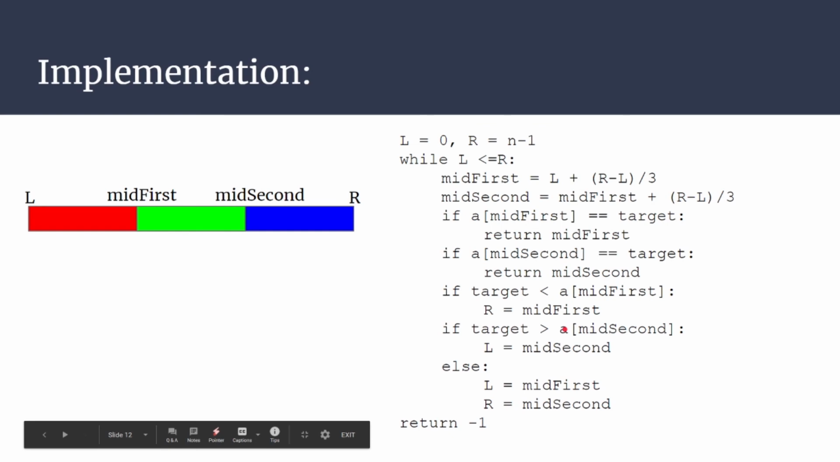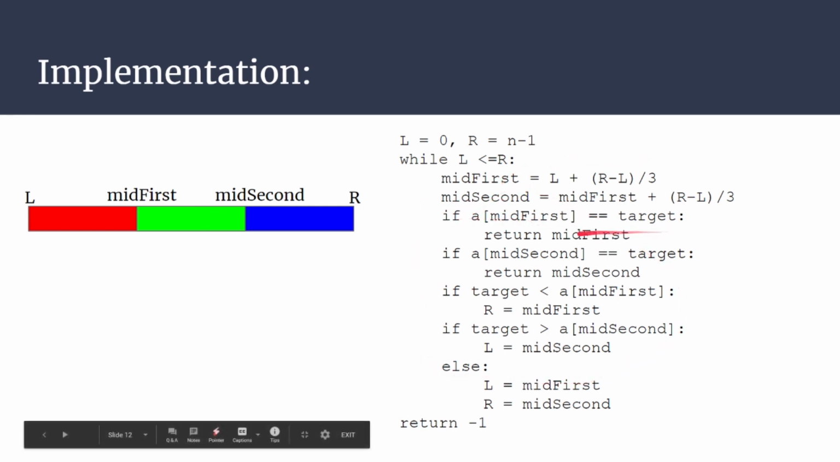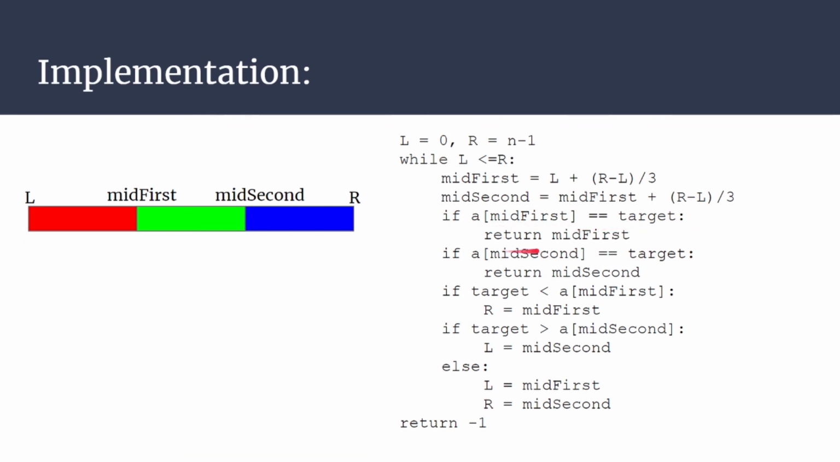All right, so for implementation, I have this diagram to our left just to make it a little more clear because it's probably a little more complicated than binary, but it'll make sense when I go over it. So for implementation, we have our same good old L and R values and our same while loop too. We have our formulas that we derived from last slide, and then now we have a series of if statements. So these two are fairly straightforward. If we've already found the value, then we just return it. If the target value is less than a of mid first, then R is equal to mid first.